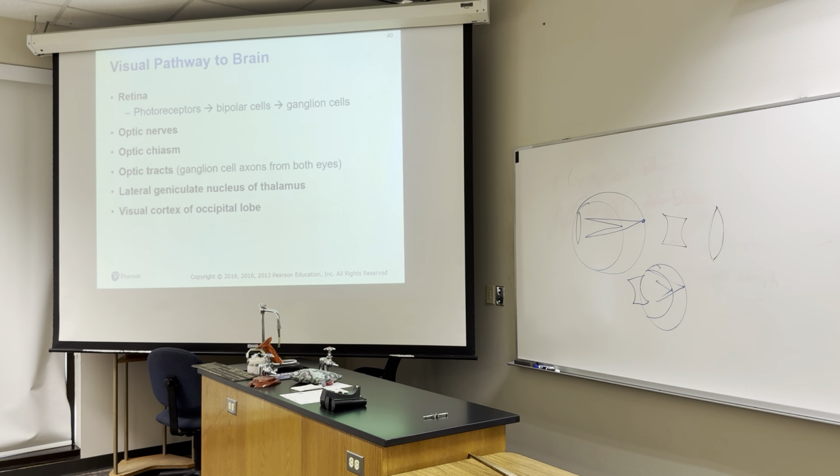Okay, so now what is the visual pathway to your brain? How do you see? You do not see in your eyes. You just take the information with your eyes. Then you send it to your occipital lobe, and that's when you see. So how is it going? It goes from the photoreceptor to the bipolar cell to the ganglion cell, then optic nerve, then optic chiasm, then optic tracts, then lateral geniculate nucleus of the thalamus, then visual cortex of the occipital lobe. That's when you see.